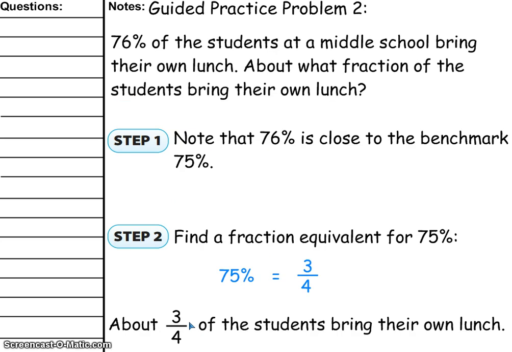Let's look at guided practice problem 2. We have 76% of the students at a middle school bring their own lunch. About what fraction of the students bring their own lunch? Well, 76% is very close to the benchmark 75%. So we're going to use 75% to give us an idea of about how many students bring their own lunch. And 75% written as a fraction is 3/4. So we would answer this problem: about 3/4 of the students bring their own lunch.